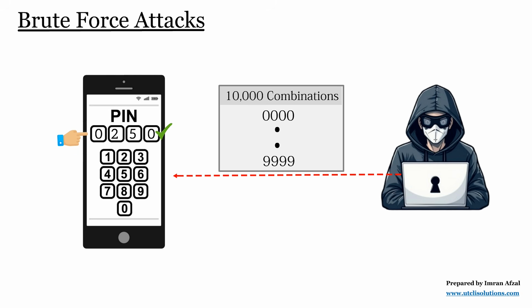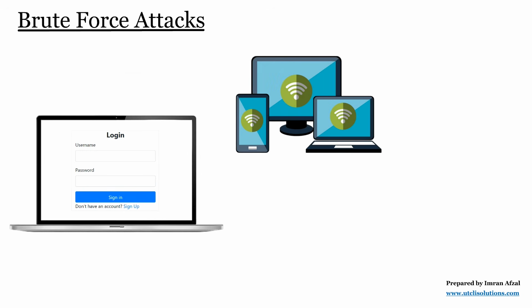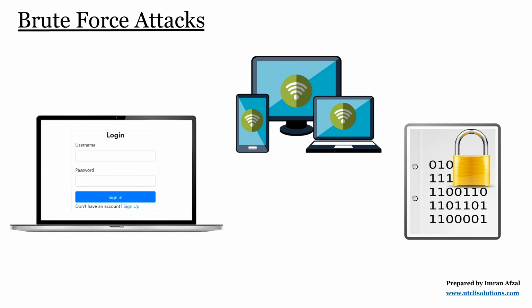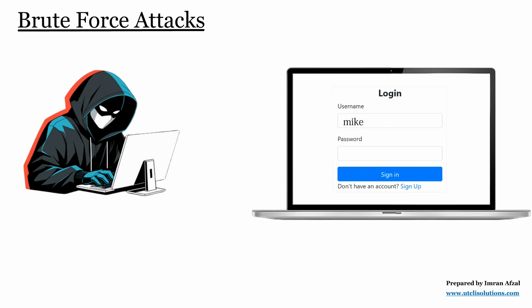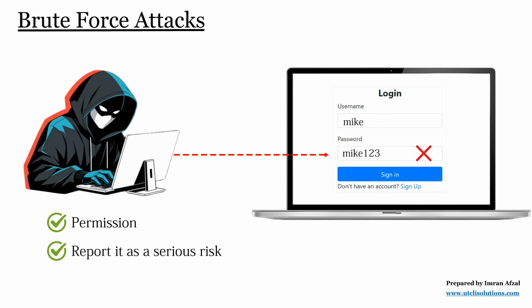In real hacking, brute force attacks are often used on login pages, Wi-Fi networks, or encrypted files. As ethical hackers, we use the same method, but only with permission to check if a system is weak. If we find that a website does not stop after too many wrong password attempts, we report it as a serious risk. This helps the owner fix the problem before a real hacker finds it.